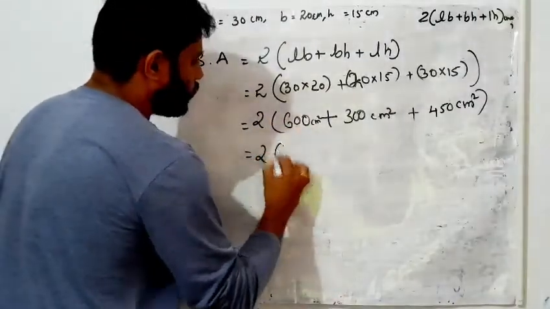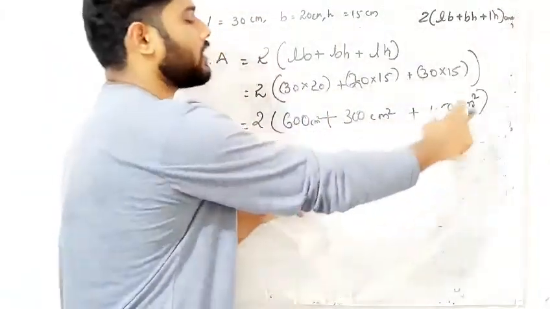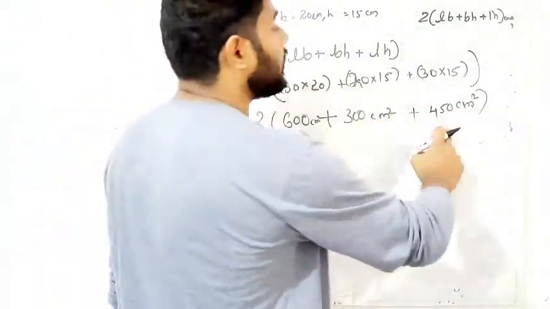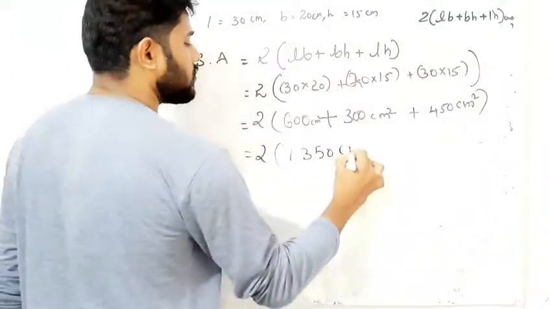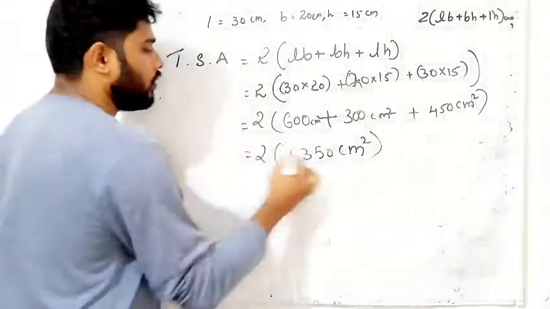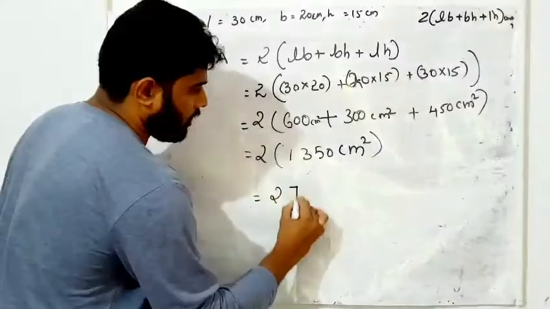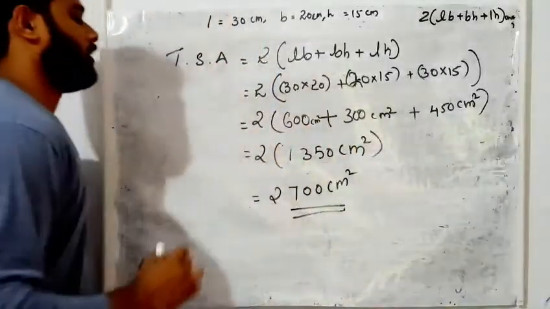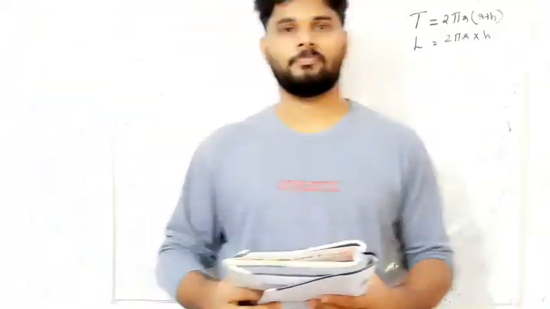Now, 2 into 600 centimeter square plus 300 centimeter square plus 450 centimeter square. How much did you get? 600 plus 300, 900, 900 plus 400, 1300, 1300 plus 50, 1350. That means 2 into 1350 centimeter square. Clear? Now, 2 into 1350, which is equal to 2700 centimeter square. So we got the total surface area of that cuboid is 2700 centimeter square.